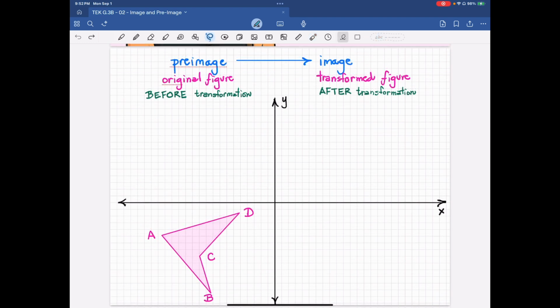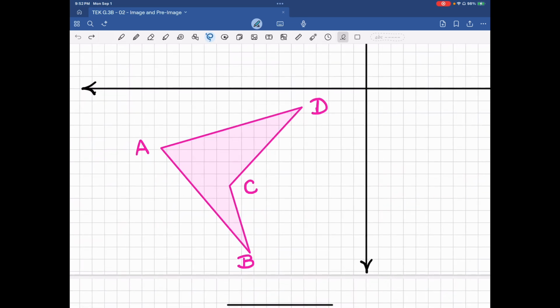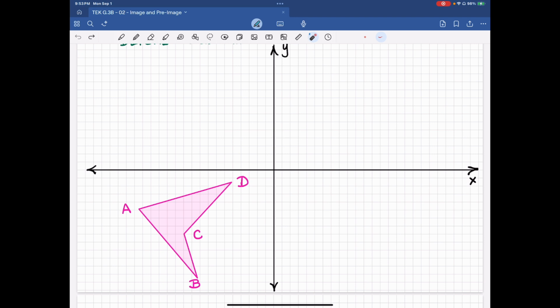Let's look at an example of pre-image and image. So I have my quadrilateral in the third quadrant of my coordinate plane. I know it's a quadrilateral because there's 1, 2, 3, 4 sides. I can even describe it more specifically, saying that it is a concave quadrilateral because the sides are pushing in. What I want to do to this concave quadrilateral is make a copy of it and move it to a different location in the coordinate plane. That's called a transformation. So I am going to take it and copy it.